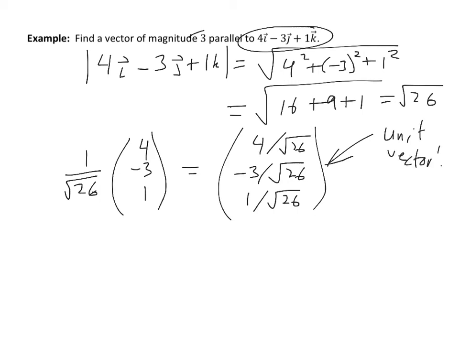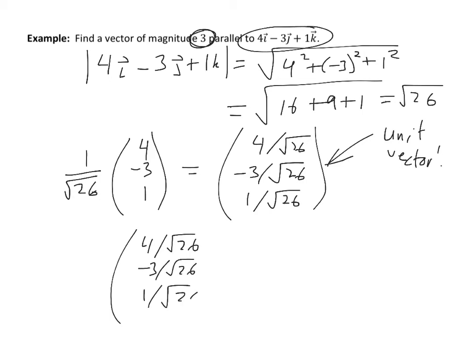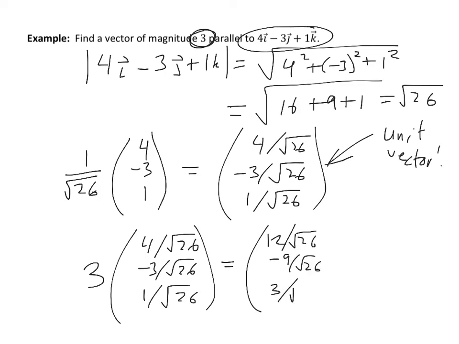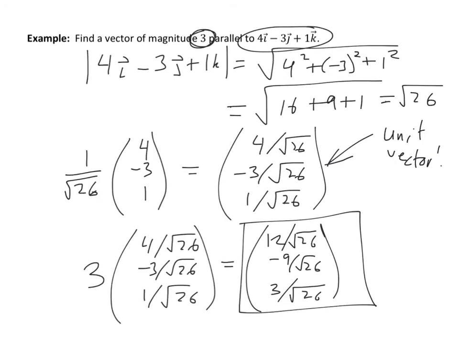Now they wanted it to be of magnitude 3, so all I need to do is take that unit vector I just found, 4 over root 26, negative 3 over root 26, and 1 over root 26, and scale it up by 3. Doing that gets me 12 over root 26, negative 9 over root 26, and finally 3 over root 26. And there it is. It's not pretty at all, but I assure you this vector has a magnitude of 3, and it's in the same direction as this vector up here.